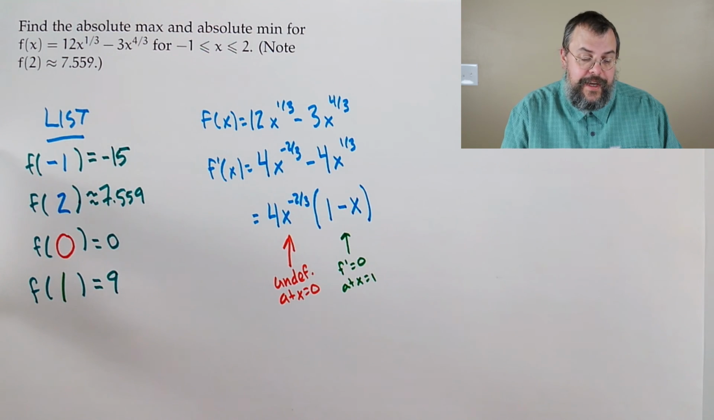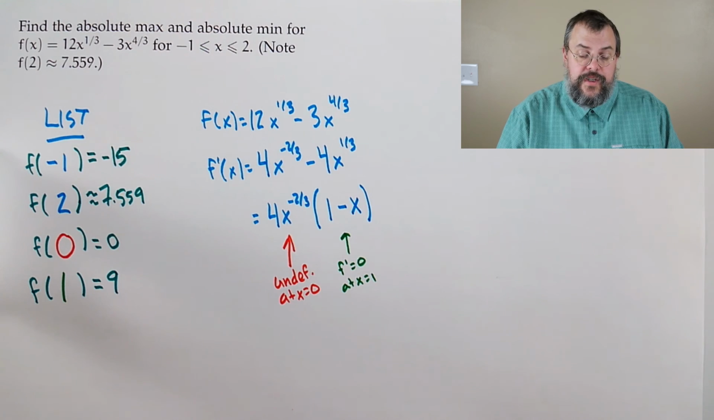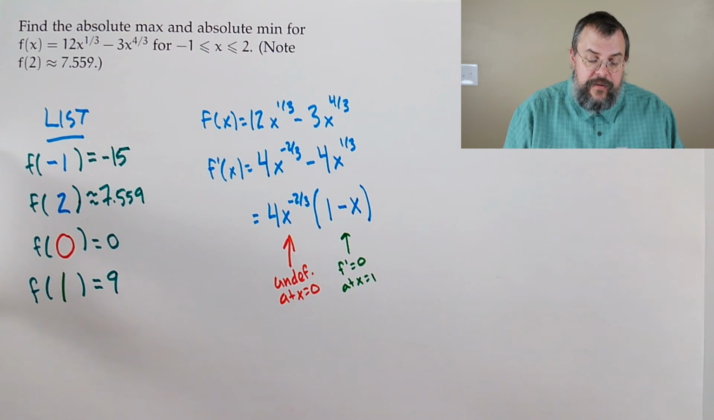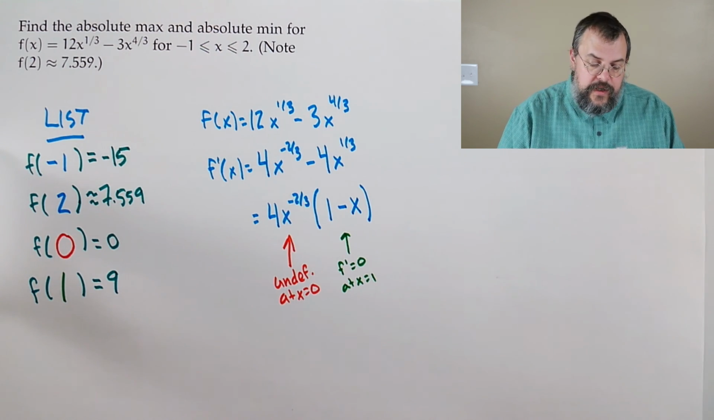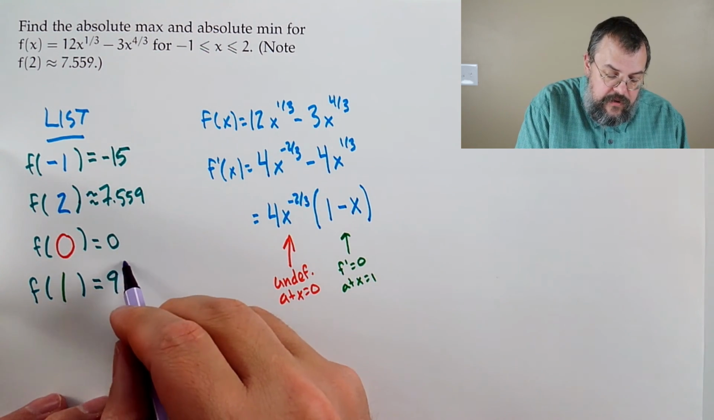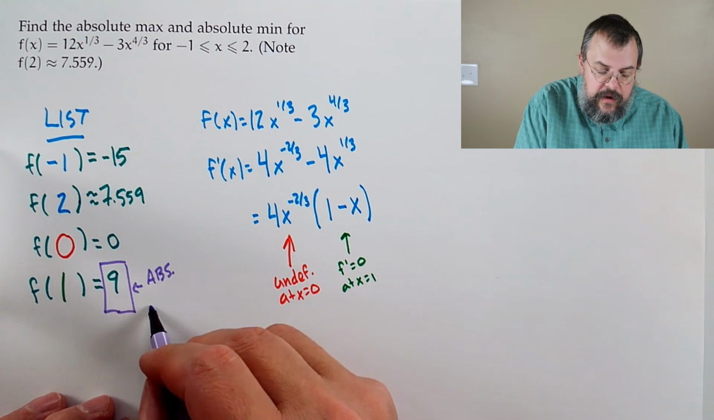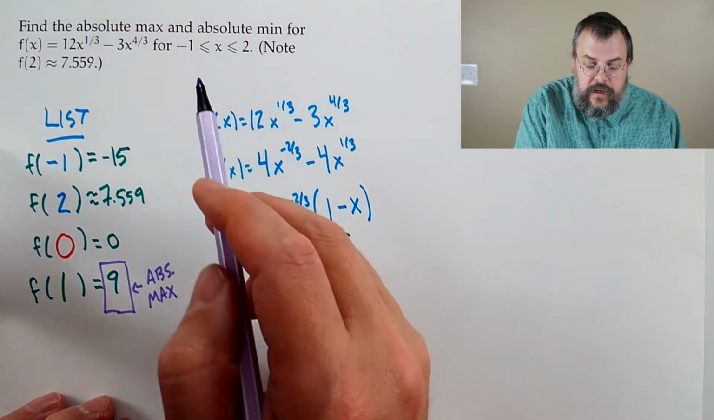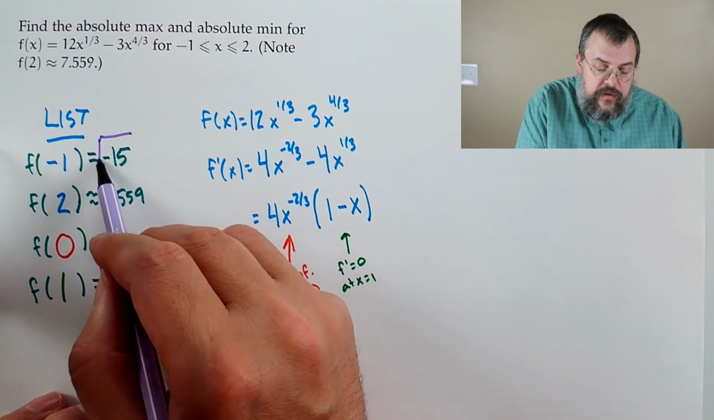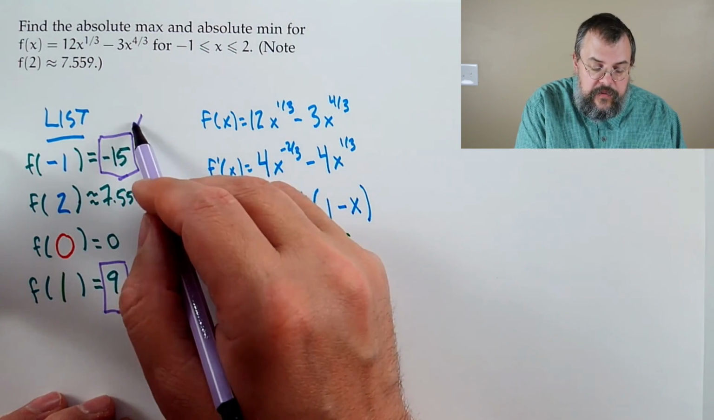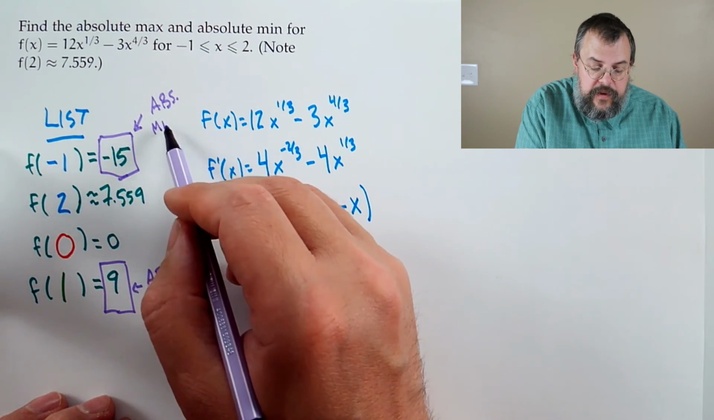Very negative, very negative. Okay, but now we're ready to answer the question because we're after the absolute max and absolute min. So we scan our list and we say, all right, where's the largest number? And it's there, it's 9. So this is our absolute max. The largest possible output for the function, given it goes between negative 1 and 2, is 9. The smallest is here. So the absolute min is going to be negative 15.